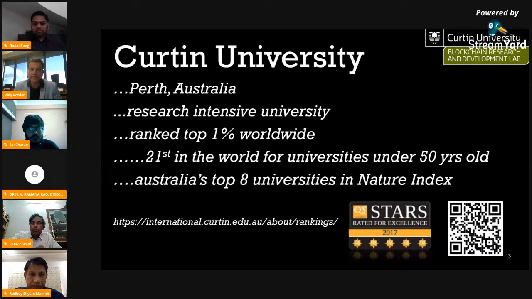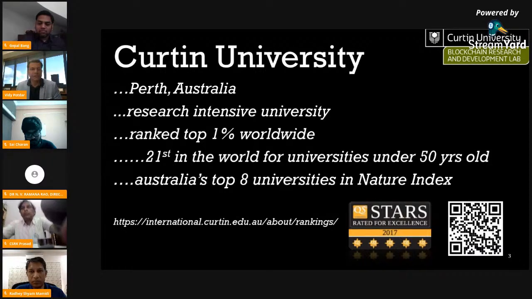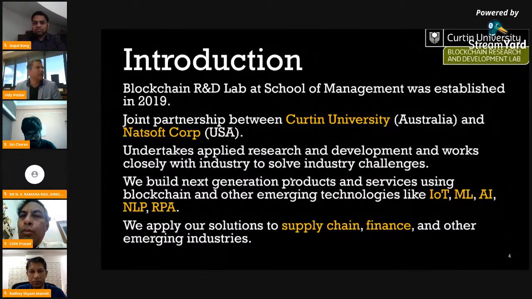Curtin is a research-intensive university, so we pride ourselves in the research that we do and the kind of technology that we develop. We are also ranked in the top 1% of universities worldwide. We're also 21st in the world for universities which are under 50 years old. So that's a bit about Curtin and our background.